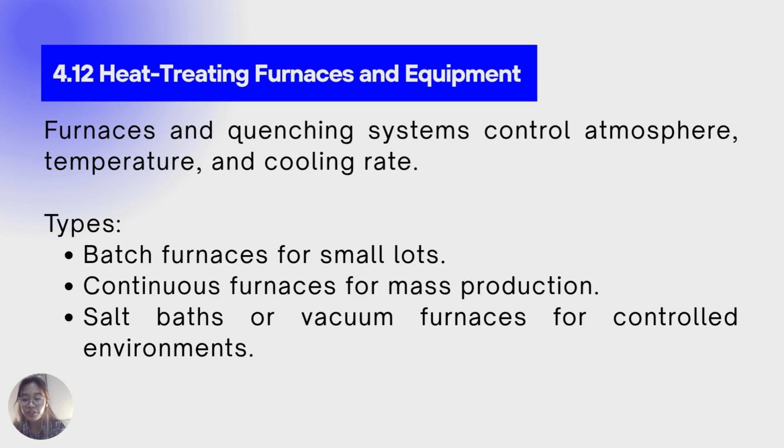Batch furnaces are used for small or varied loads, while continuous furnaces are ideal for mass production. Vacuum and controlled atmosphere furnaces are used when oxidation or contamination must be avoided. The key equipment to consider is the uniform temperature distribution, accurate control of heating and cooling cycle, and proper handling system for quenching and transferring parts.